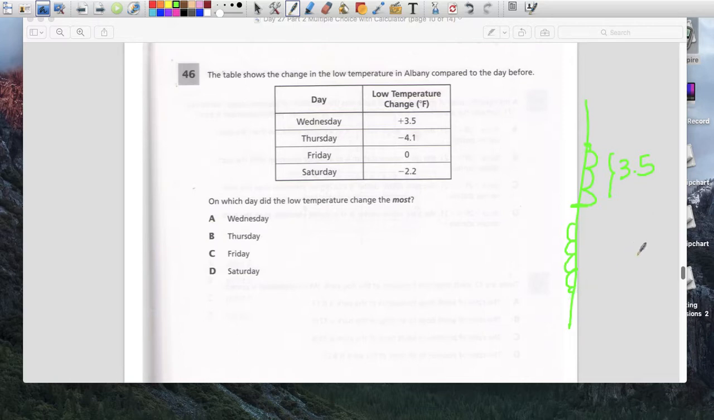On Friday, 0, so apparently the temperature stayed the same. And then on Saturday, again, from wherever the temperature was, it dropped 1, 2. So which of these 4 days did the temperature change the most? They're not asking for the biggest value, but they're asking which day the temperature changed the most. And the day the temperature changed the most was Thursday. It changed the most. Okay, not that it got colder. I take that back.